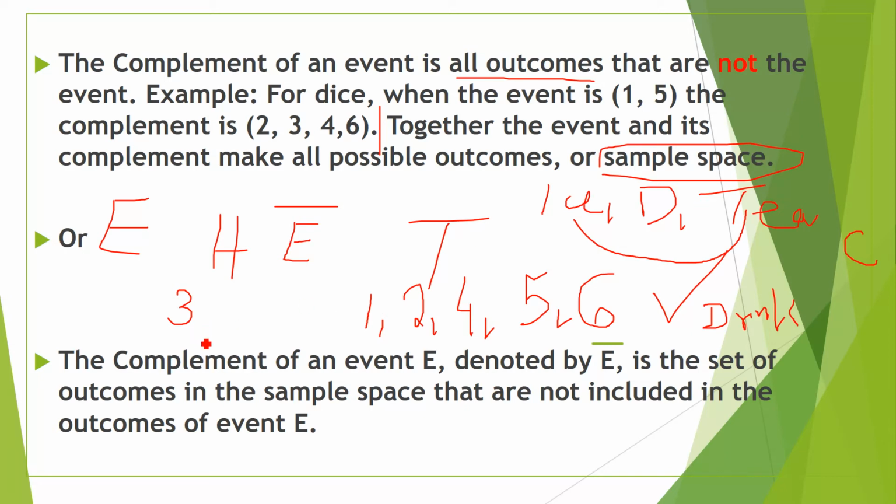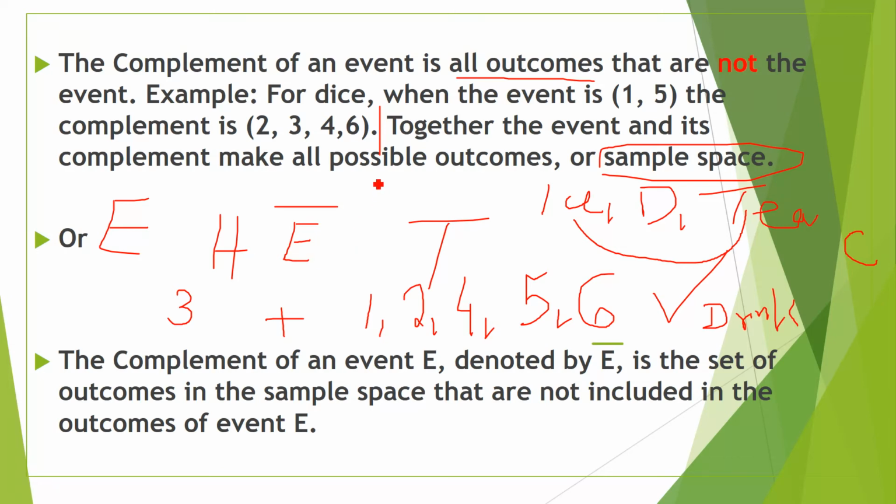Suppose in the case of a die, I said 3 is the event. So what is the complement? The remaining is the complement. If I add these two, it will be 1, 2, 3, 4, 5, 6, all 6. So 6 is the total number of outcomes of the die. So this is the sample space.